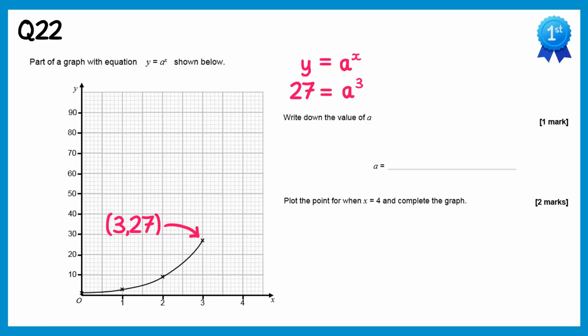So something cubed is 27. If you cube root 27, you'll get 3. So a must be 3. Now that we know a is 3, we can write the equation as y equals 3 to the x.